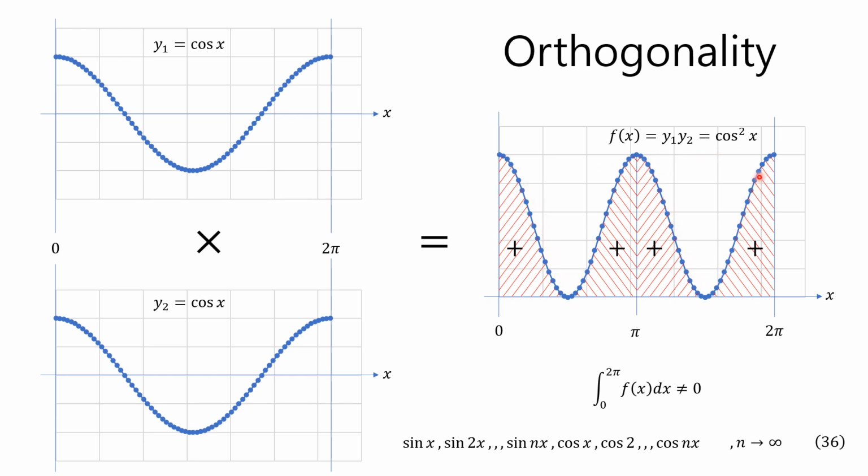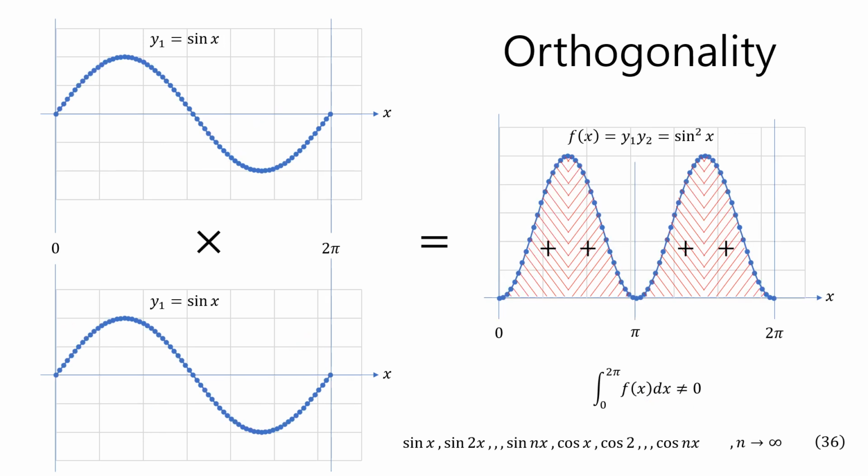This graph is symmetric about the line x equals pi, and as can be intuitively seen, the integration result is not 0. As shown in the figure, all graph lines lie above the x-axis, so the integration result is not 0. No matter which function you choose in a trigonometric system, if the two functions are exactly the same, the integration result will not be 0.